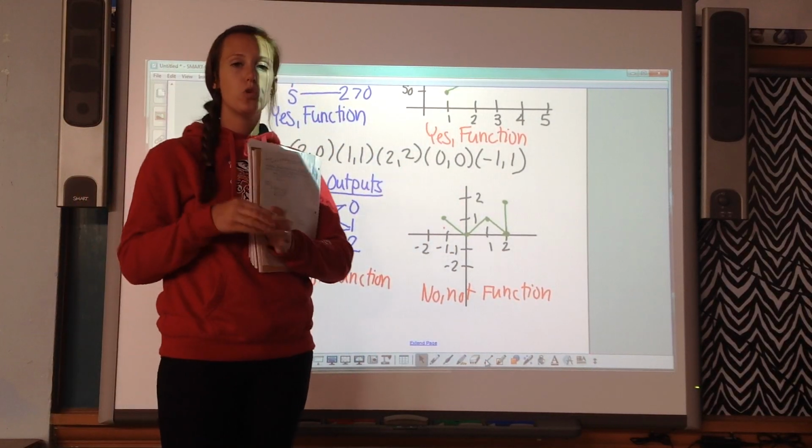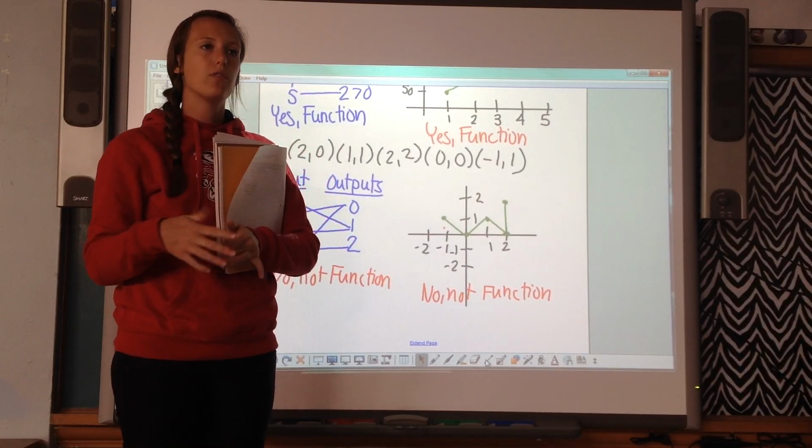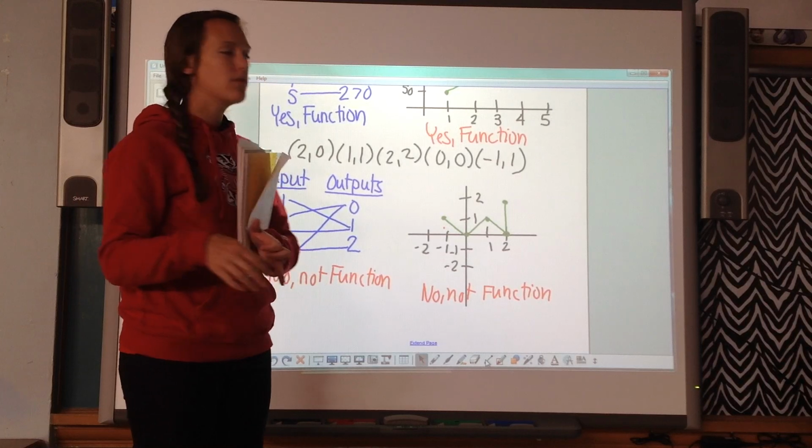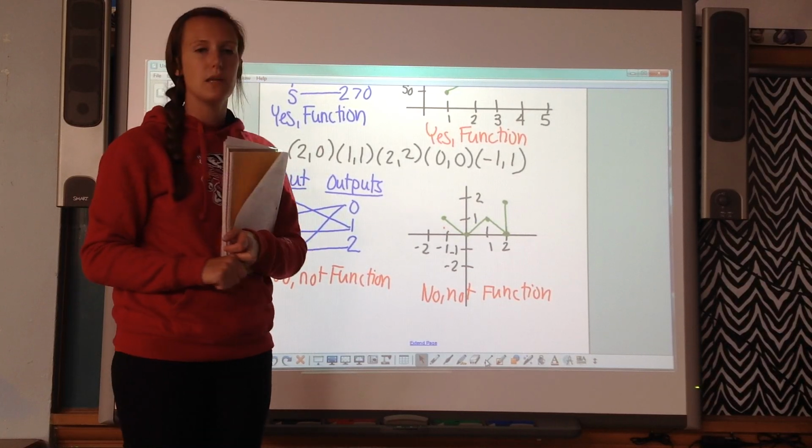Okay, so make sure when you're working on this work that you read the directions very carefully, because they're going to tell you whether they want you to use the mapping diagram or the graphing method on some of the problems.